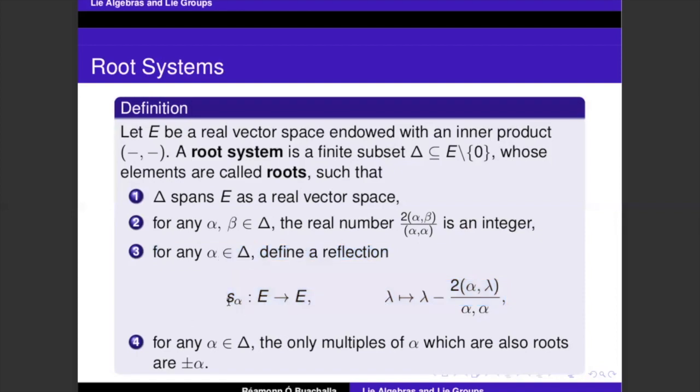So what are we doing? We're taking any element in our root system and we're defining a map from the vector space to the vector space.